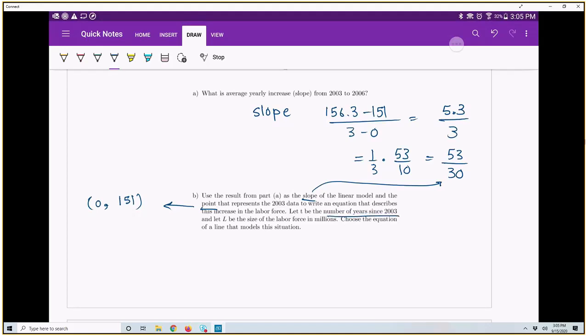Okay, so I'm going to write the point slope equation. I'm going to use L and T as my variables. So I get to say L minus 151 is equal to 53 over 30, since that's my slope, times T minus 0. I can add 151 to both sides, and I can say L is equal to 53 over 30 times T plus 151. And that's a linear model. We did the point slope form and the slope intercept form.